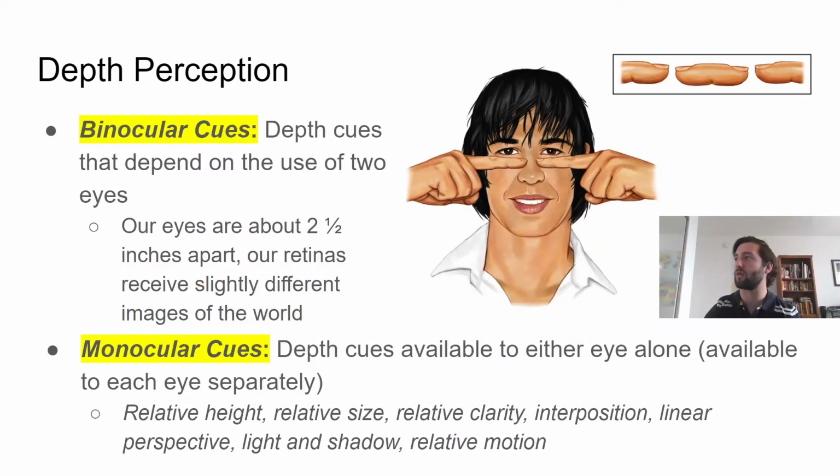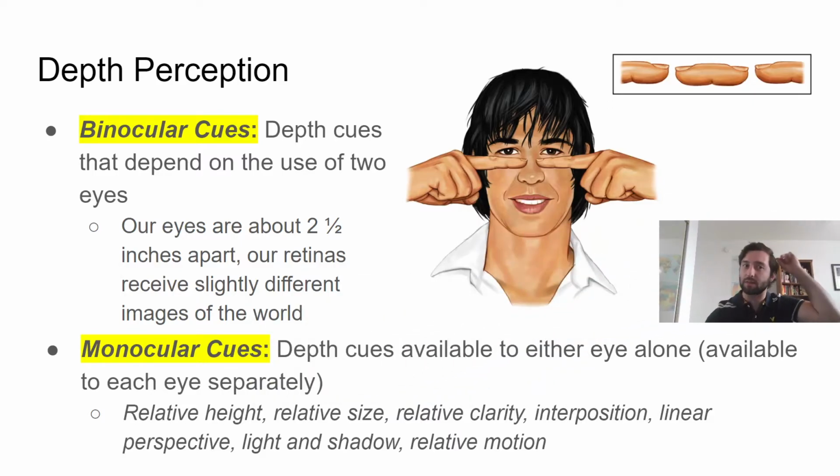Let me move myself out of the way here. So depth perception, there are 2 types of cues that we use to understand depth. The first type of cues are binocular cues. So binocular cues are cues that depend on the use of both of our eyes. Basically it works like this. Our eyes are about 2.5 inches apart. So there's a gap between your eyes, right? They're not literally touching each other.